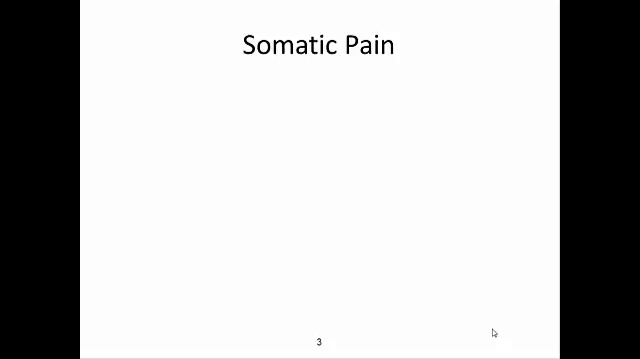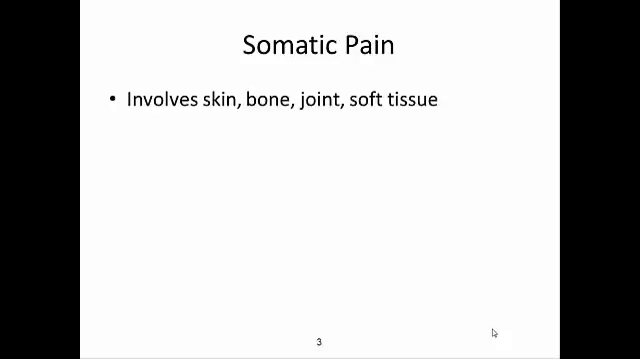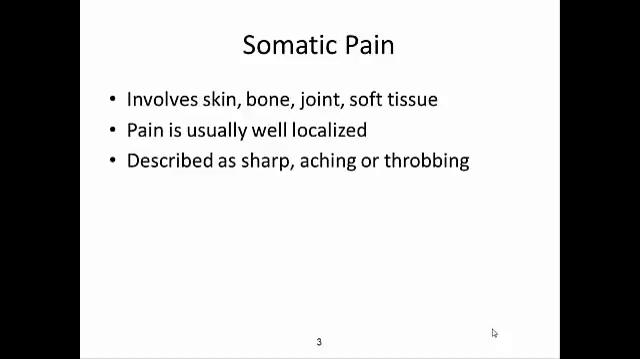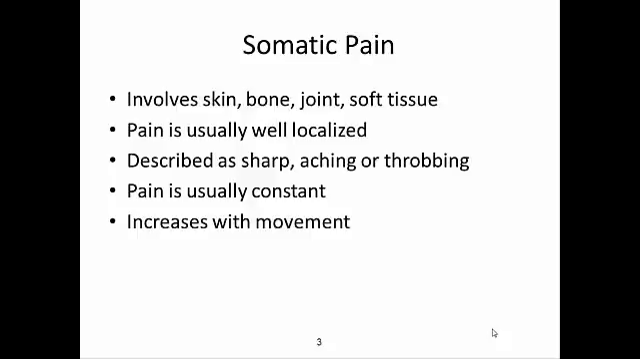So somatic pain involves the skin, the bone, the joint, and soft tissues. So you think of a musculoskeletal type injury, a sports injury, this would be a somatic pain. Pain is usually well localized, and the patient will describe the pain as sharp, aching, or throbbing. Pain is usually constant, so it's usually there most of the day. And there's predictable patterns with it. The pain increases with any movement, but then the patient may say, but at rest, the pain gets less.